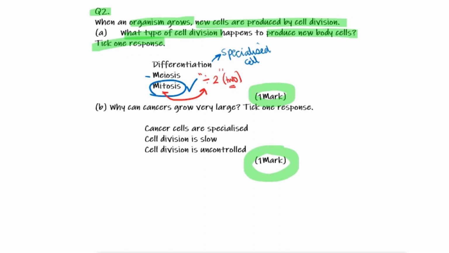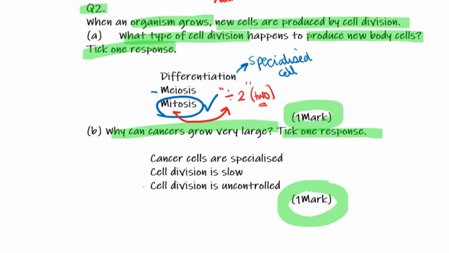The last question, worth 1 mark. Why can cancers grow very large? Tick 1 response. Cancer cells are specialized. Cell division is slow. Cell division is uncontrolled. The question is telling us that the cancer cells are growing, so that means there's some division happening, so we can use this response and this response, but not this response. It also tells us that they are growing large, very large, so that means they wouldn't be growing slowly. That means the division is happening very fast, which is making it grow.